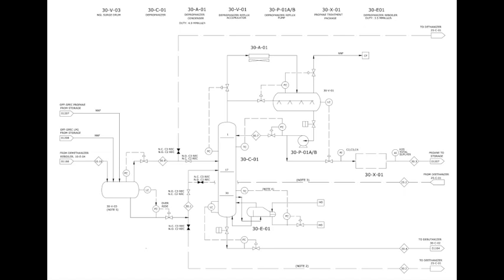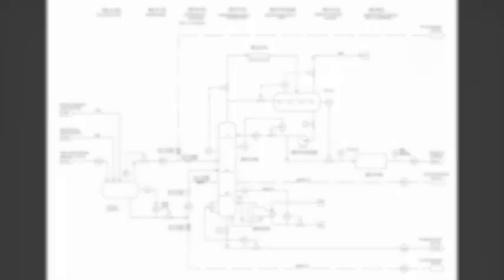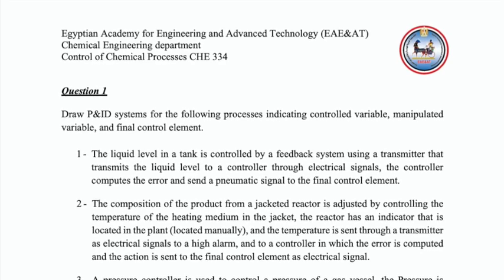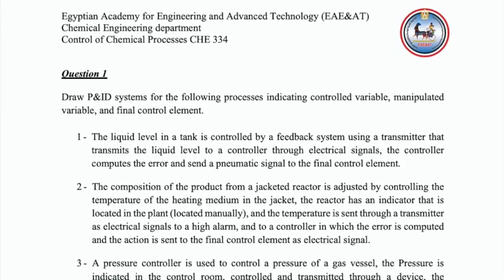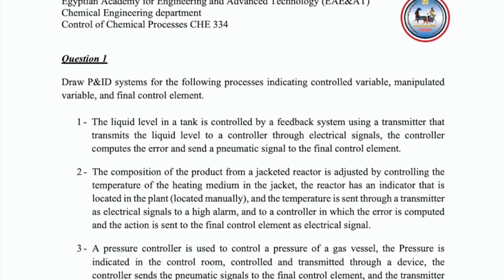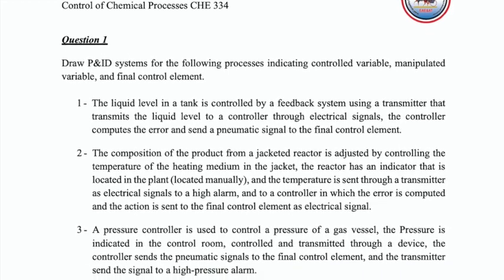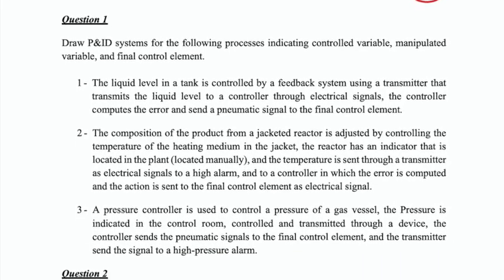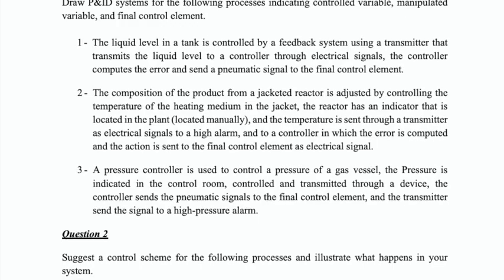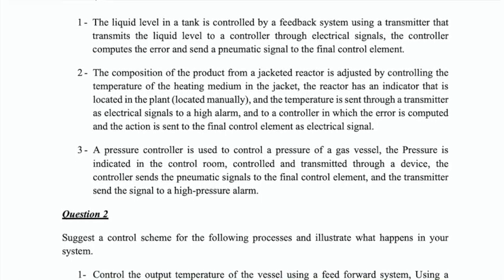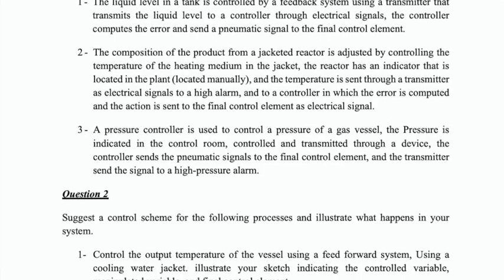Now you know how to read the P&ID, and let's see how the questions can be given to you in the quiz or the final. In the sheet you will find three types of different questions. Question 1 says draw P&ID system for the following processes indicating control variable, manipulated variable and final control element. In this type of question you will have the control scheme described totally for you, and you need to draw it carefully, draw the symbols correctly as indicated in the question.